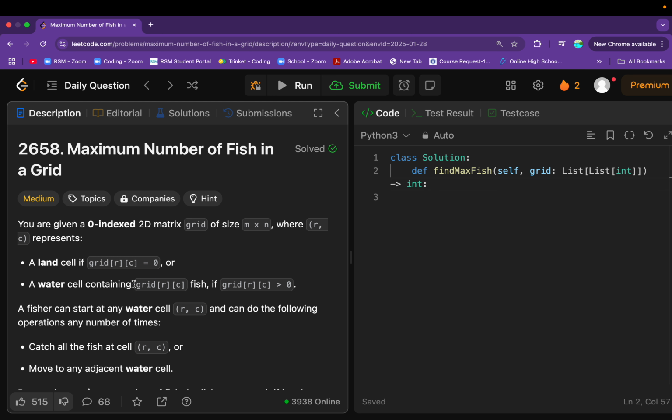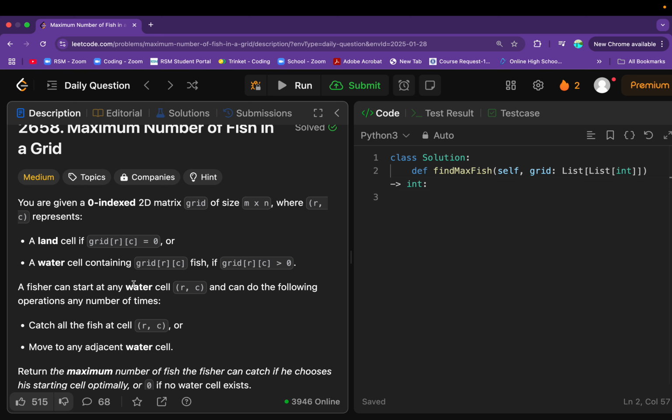And so, if you haven't realized yet, this is actually a recursive problem. We literally start at every single possible cell as a possibility and just recursively explore all its four directionally adjacent cells and check which starting cell is the most optimal. In other words, which starting cell has the maximum return or result value. And that is the entire solution.